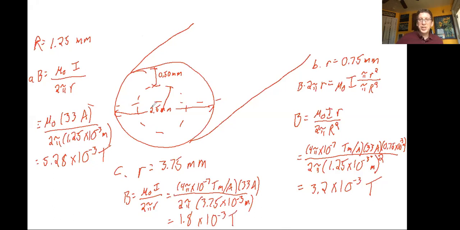So it starts at 0. It increases linearly until you get to the surface, and then it decreases inversely with distance once you get past the surface. And again, it's just like it were a line as opposed to a cylinder if you're outside the surface. Okay, so that's that example. And so now we're going to move on with the discussion.